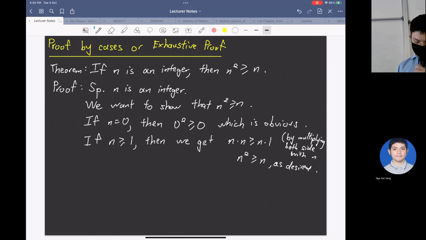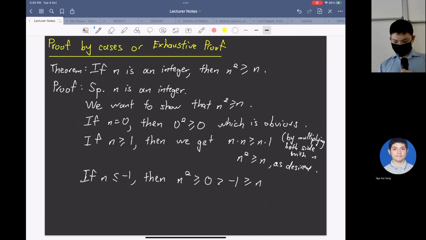Okay, how about if n is less than or equal to minus 1? Then n squared is always greater than or equal to 0, sure, greater than 1. But 0 is enough. So 0 is greater than minus 1. So n squared is greater than minus 1, and this is also true.